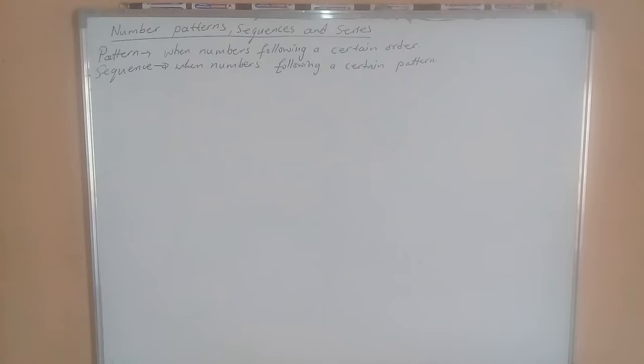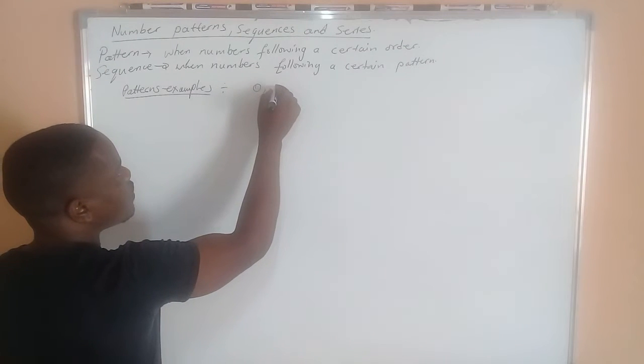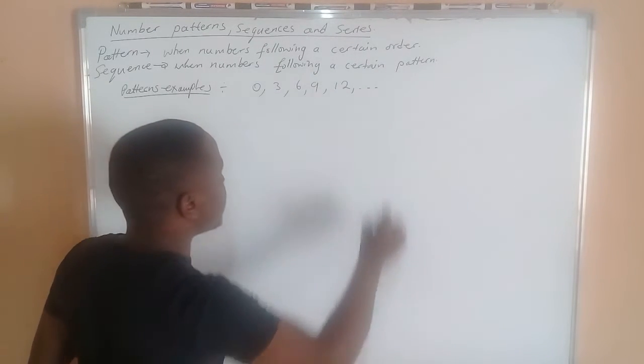Right? So let me bring examples of patterns, then we move with them later on to sequences. So let me list some examples of patterns. I'm going to deal with 3 different examples, and I will continue with those 3 different examples. So example 1, patterns. Let me start with 0, 3, 6, 9, 12, and so on.